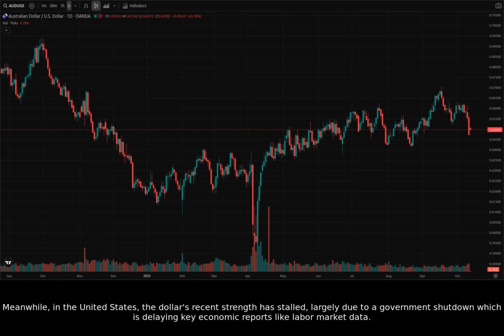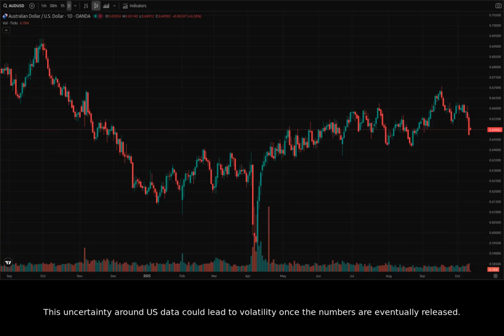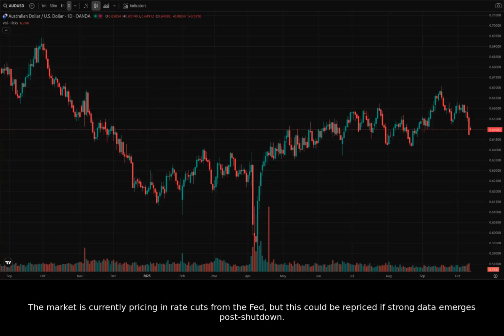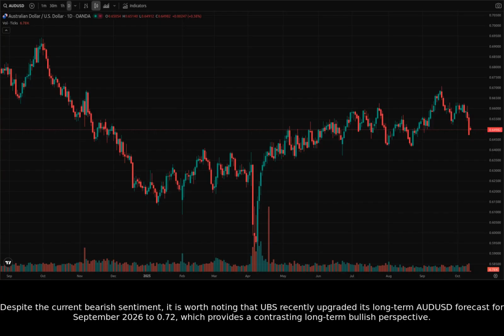Meanwhile, in the United States, the dollar's recent strength has stalled, largely due to a government shutdown which is delaying key economic reports like labor market data. This uncertainty around U.S. data could lead to volatility once the numbers are eventually released. The market is currently pricing in rate cuts from the Fed, but this could be repriced if strong data emerges post-shutdown. Despite the current bearish sentiment, it is worth noting that UBS recently upgraded its long-term AUDUSD forecast for September 2026 to 0.72, which provides a contrasting long-term bullish perspective.